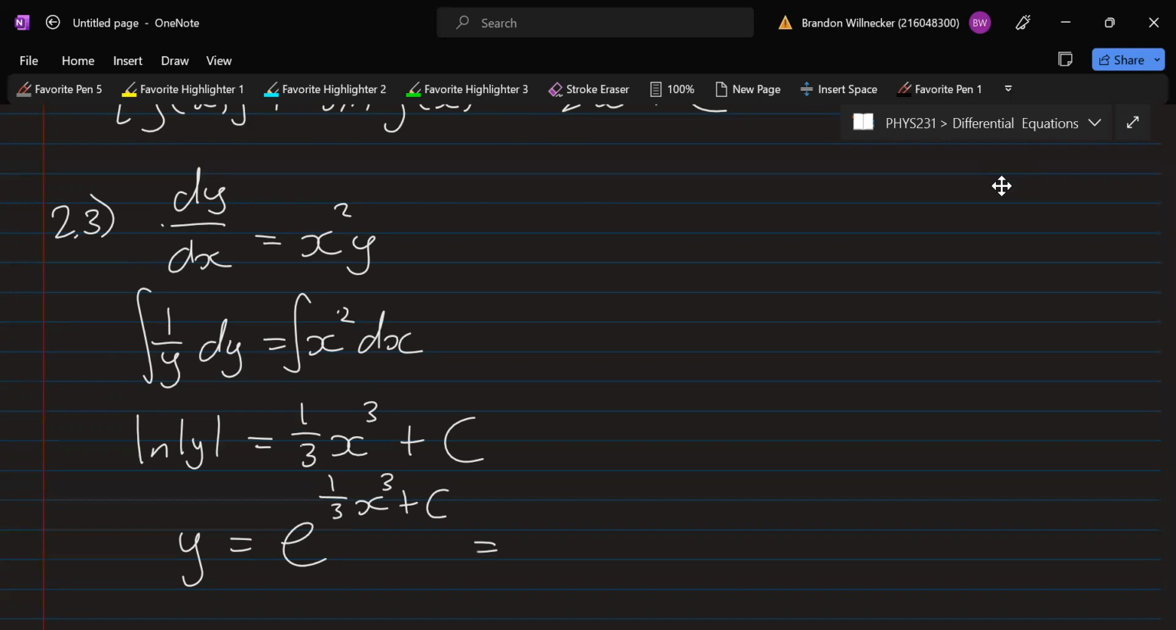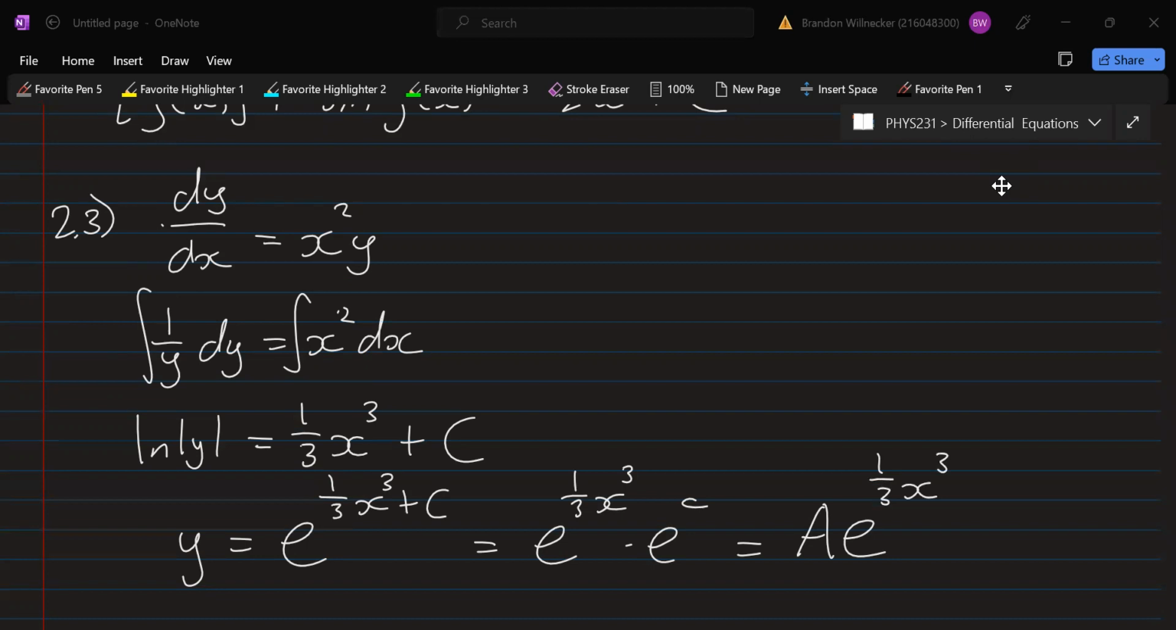But this we can write as e to the 1/3 x cubed times e to the c. But e to the c is just another constant because c is a constant. So we can write this as a e to the 1/3 x cubed. And that's pretty much the standard that we use. Whenever you have the exponential of something plus a constant, we can always take that out as a multiplicative constant in the front. You'll see that's kind of the standard way of writing the solutions.